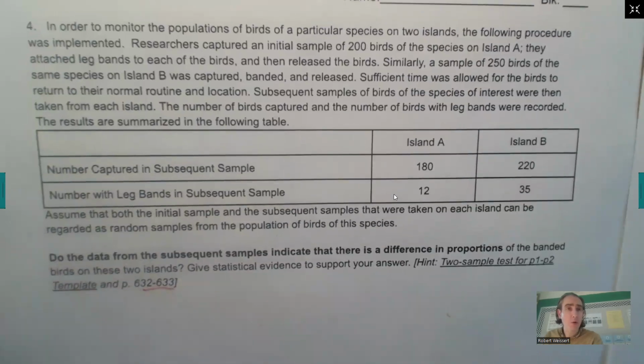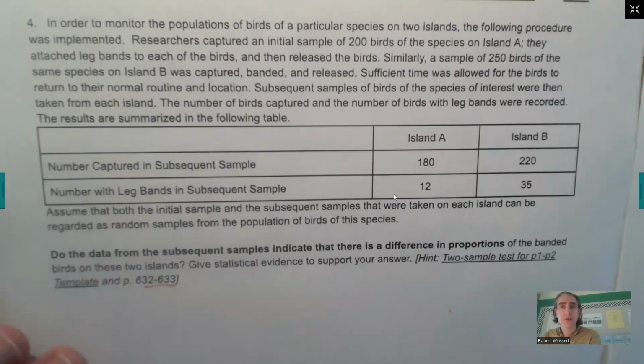Read through the question. In order to monitor the populations of birds of a particular species on 2 islands, the following procedure was implemented. Researchers captured an initial sample of 200 birds on Island A. They attached leg bands to each of the birds and then released the birds. Similarly, a sample of 250 birds of the same species on Island B was captured, banded, and released. Sufficient time was allowed for the birds to return to their normal routine and location. Subsequent samples of birds of the species of interest were then taken from each island. The number of birds captured and the number of birds with leg bands were recorded. The results are summarized in the following table.